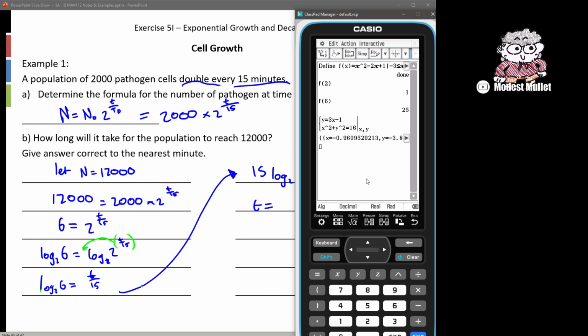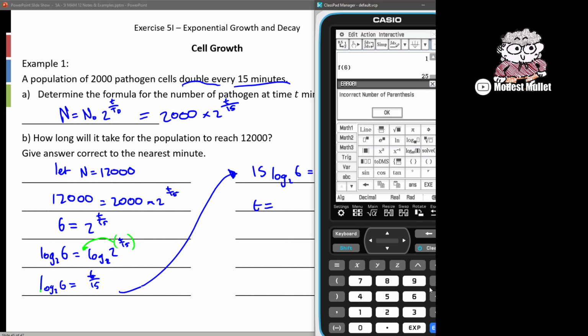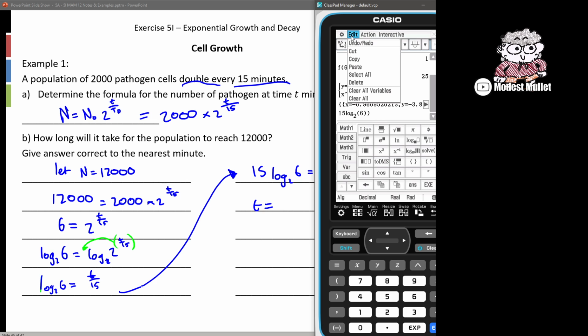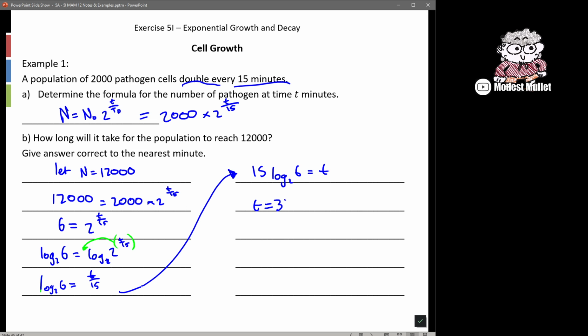Okay, here we go, main, and I want keyboard. And what did I want? I want 15 of log base 2 of 6. Incorrect number of parameters. Oh, I still got this random solve stuff up here. Let's go edit, clear all. Let's try that again. 15 times by log base 2 of 6 equal to 38.77. Okay. Time is equal to 38.77 minutes. And correct to the nearest minute, how long it will take the population to reach 12,000. So time is going to equal 39 minutes.